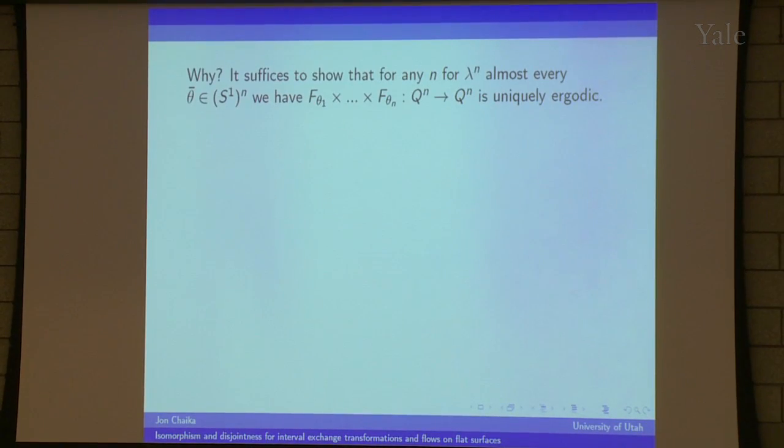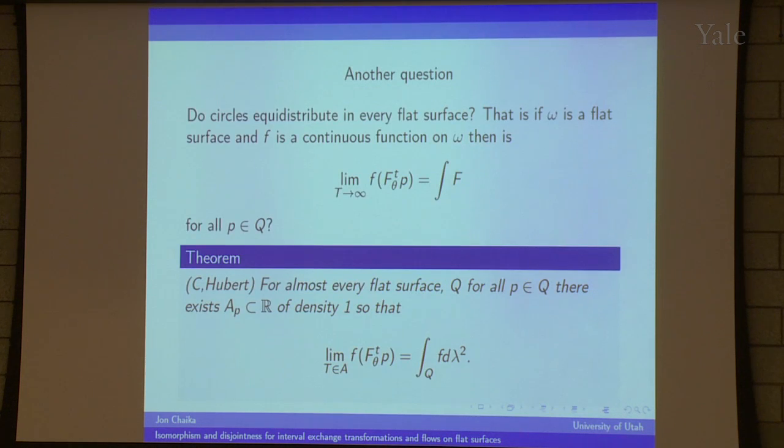I first claim that it suffices to show that for typical n-tuples of directions, the flow in those n-tuples is uniquely ergodic. And why is this? First I should call attention to the fact that this will let me control all orbits. If we're flowing a point in different directions, we're starting from the same point. So this is describing a measure 0 set in the product of the surfaces. So we really want to control every single point.